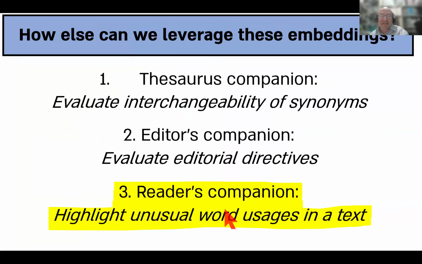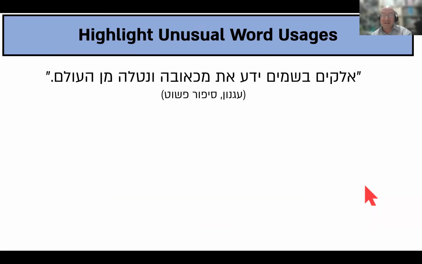And the very last thing that I'm going to mention here quickly is the reader's companion, highlighting unusual word usages in a text. So until now, we've been focusing on individual words, but you're probably also thinking, well, what if we just ran these algorithms on every word in a given text? Like here's a sentence from Agnon: "Elokim b'shamayim yadat ma chova unitala min ha'olam."